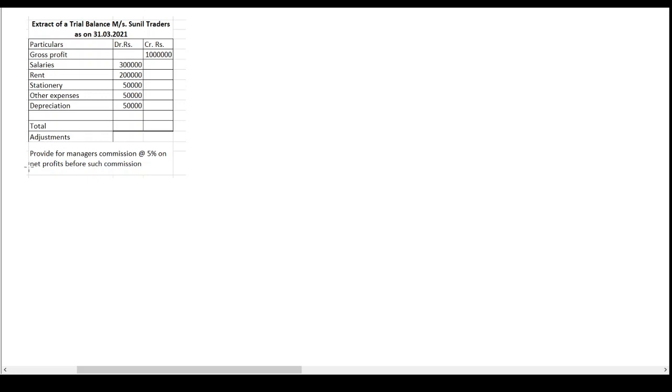And in the adjustments you are given, provide for manager's commission at the rate of 5% on net profits before such commission. So you are asked to provide for manager's commission. That means you are asked to set aside a portion of the profits to pay commission to the managers, and that is 5% on net profits before allowing such commission. So how to do that? Let us start preparing the profit and loss account.